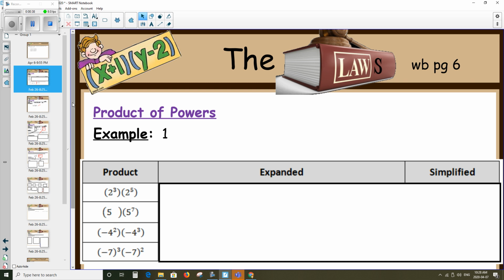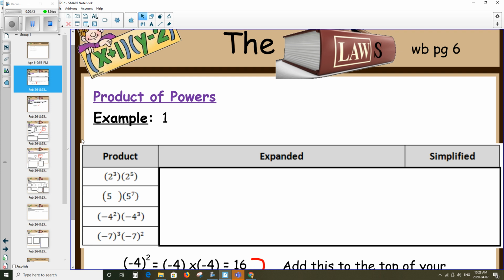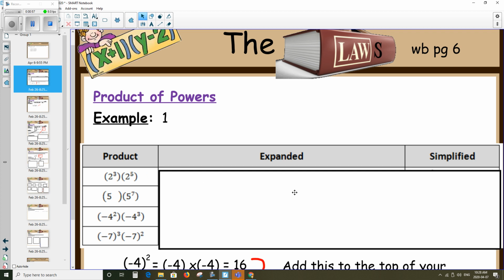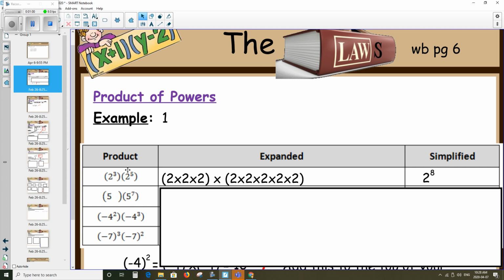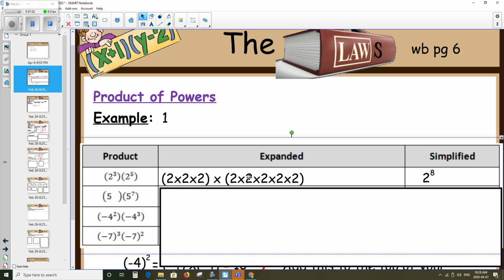Alright, so the first one is product of powers, and what we're going to do first is take 2 to the exponent of 3 and 2 to the exponent of 5, and write them in expanded form. Okay, so 2 to the exponent of 3 means 2 times 2 times 2. And 2 to the exponent of 5 means 2 times 2 times 2 times 2 times 2, so 5 2's altogether. When you add them together, or multiply them together, how many 2's do you end up with?